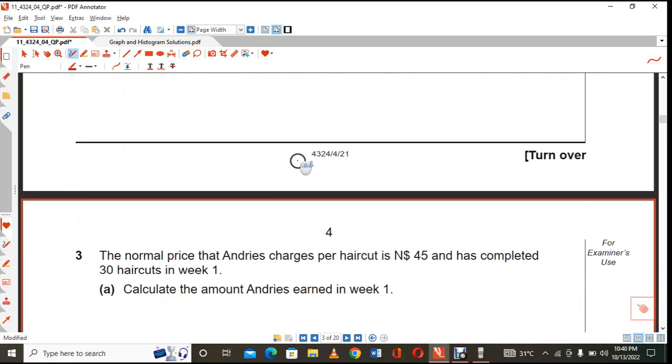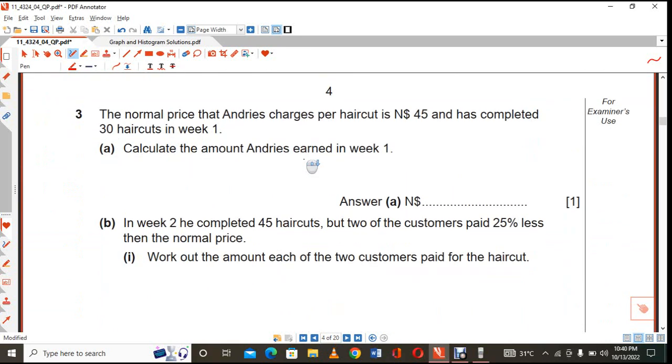Right, let's go to the next question. Question 3, still on number concepts. You must read this question very carefully so you don't get confused. The normal price that Andries charges per haircut is 45 Namibian dollars and he has completed 30 haircuts in 1 week. Calculate the amount Andries earned in week 1. So in week 1, he charges $45 and he had 30 haircuts. That gives you a total of 1,350. Quite straightforward. So that's week 1.